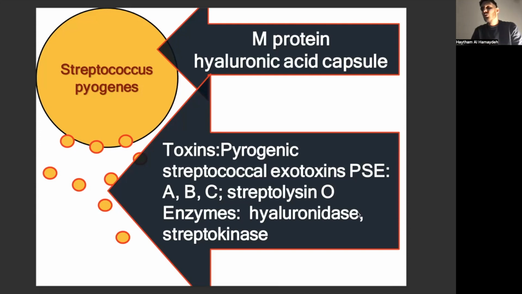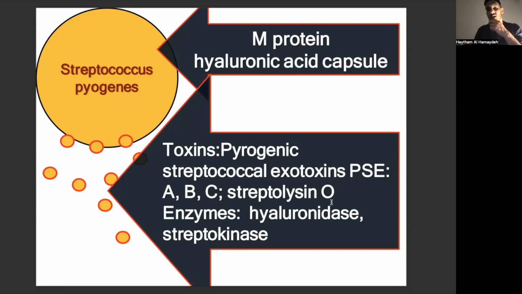Hyaluronic acid capsules also are found to cover those pyogenes because that would help them in invisibility. Why they use hyaluronic acid is because it is trying to tell the body that I'm part of you, I'm part of the cells that make up the body, because cells also use hyaluronic acid to stick together. So this is just a body substance that is friendly. So it's so clever to use a body substance to cover itself. Toxins released here are pyrogenic streptococcal exotoxin, streptolysin, enzymes, hyaluronidase, and streptokinase.